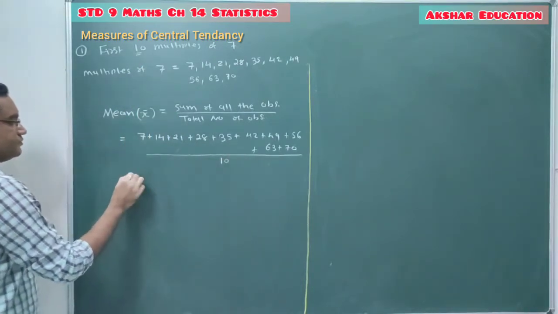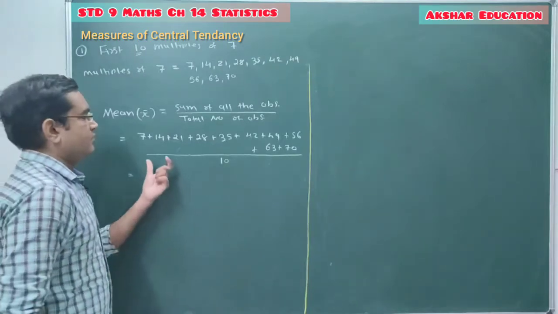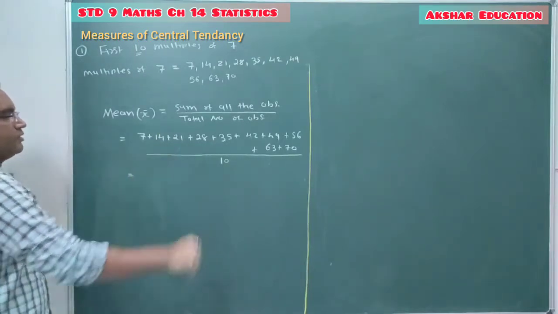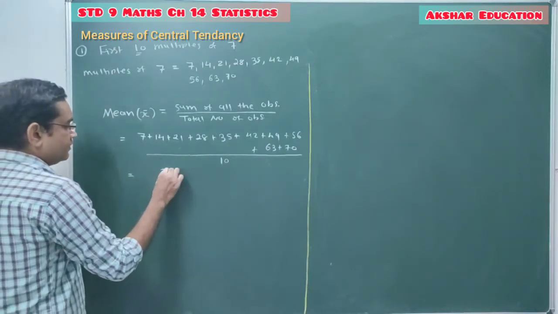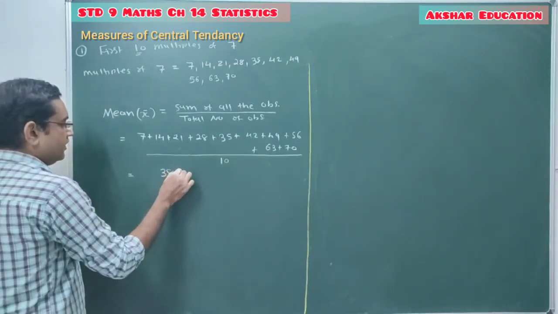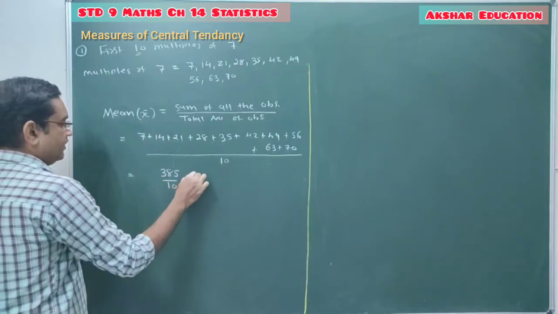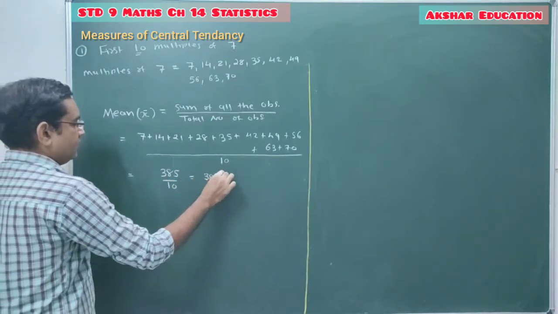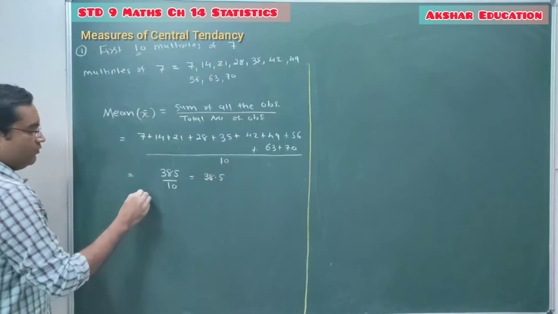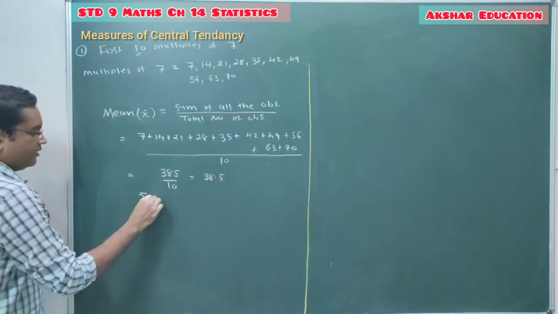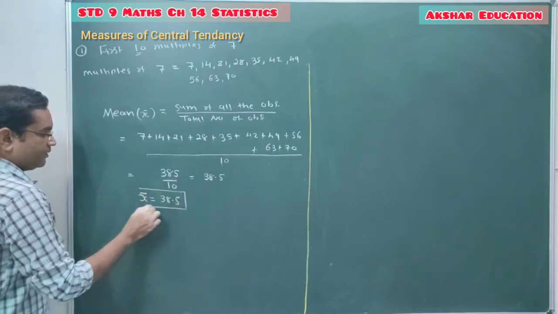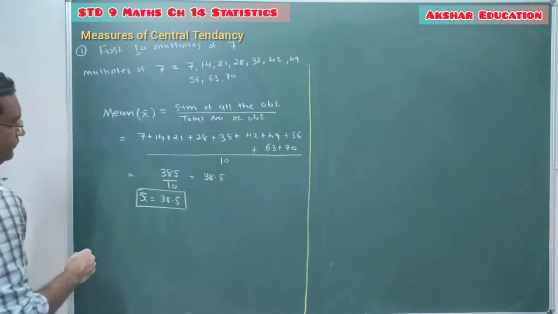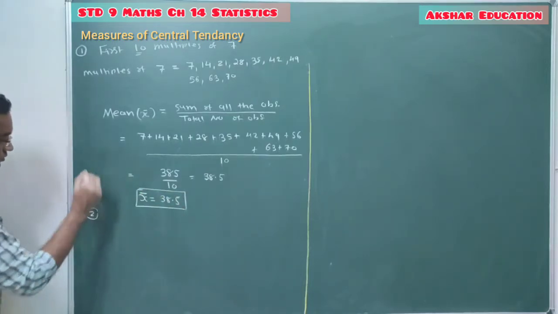So here you have to consider the sum. Perform the sum of all these observations. 7 plus 14 plus 21 and so on, it's 385. Sum is 385 divided by 10. So it's 38.5. x bar is 38.5. Clear?